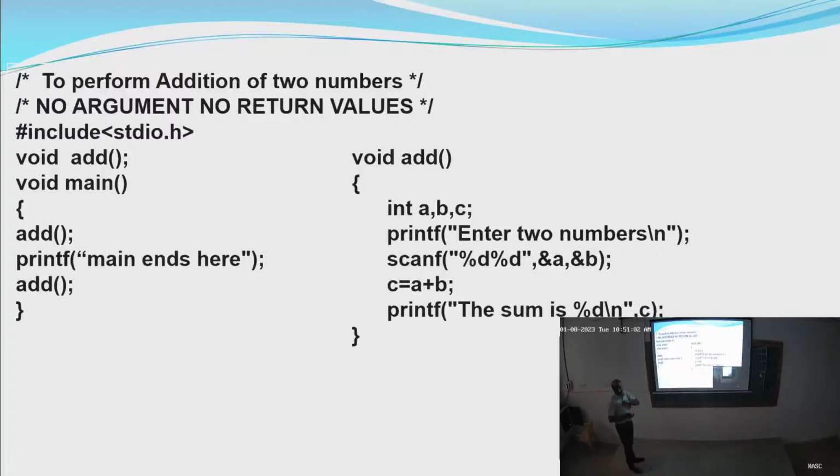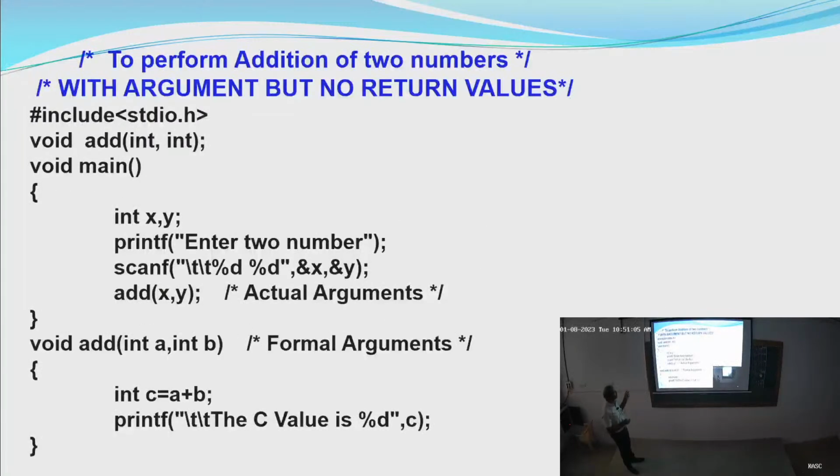This is no argument and no return type. And the next one is with argument but no return value. That is, no return type is there, but it has some arguments. Here we declare the function with the same function name, and its arguments are int and int. These are the parameters, called arguments, int and int with a semicolon. The function definition is here. Once the main function starts executing first, we declare two variables and print enter two numbers.